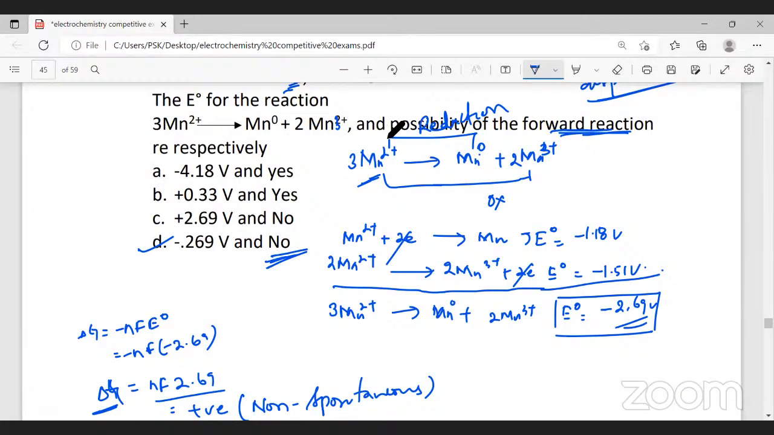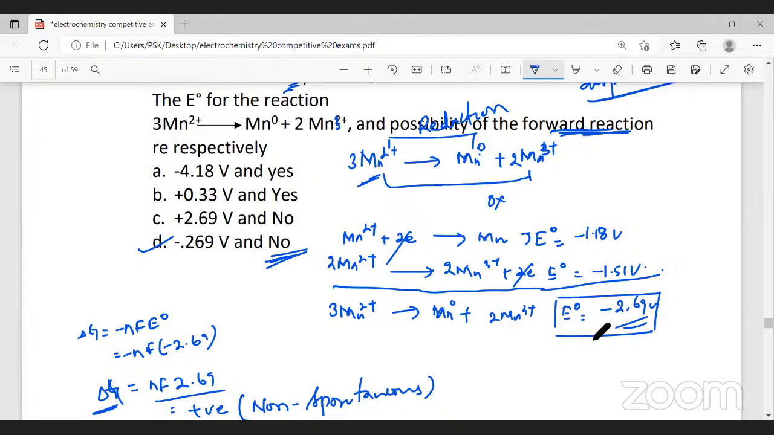Therefore, it is written as what? They're asking the possibility of the forward reaction. The forward reaction is not possible. Therefore, we have written it as no. Did you understand this question? Option D.